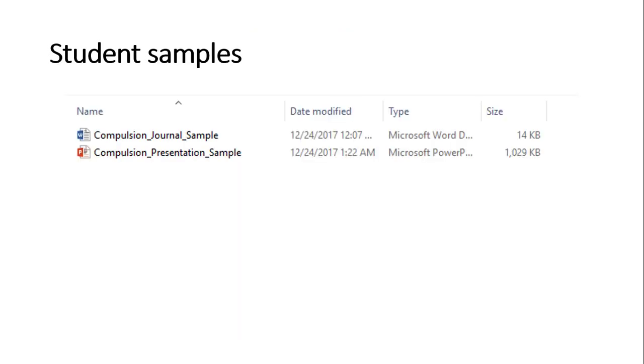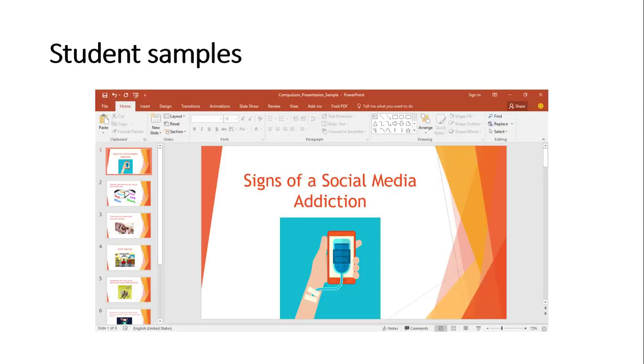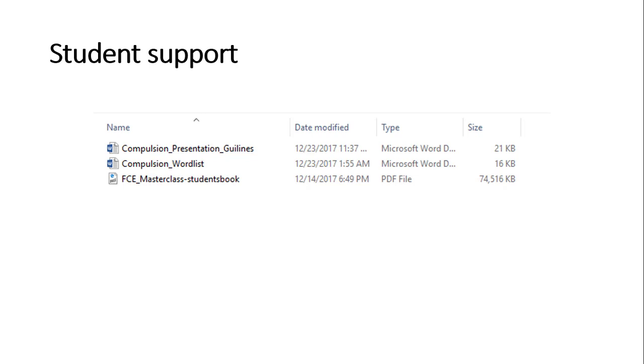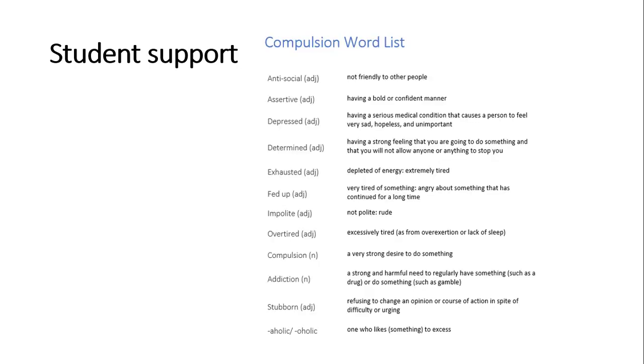Next is the student sample, which consists of a journal sample about the question of how social networking affects our lives, and a presentation on the signs of social media addiction. Then in student support, we'll have a presentation guideline on how to deliver an effective presentation, a composition word list, and a PDF file of the FCE Masterclass student book.